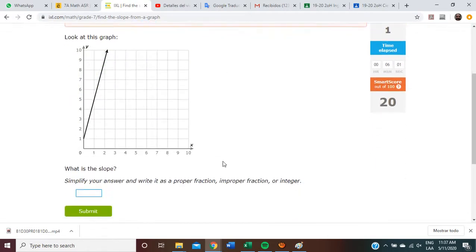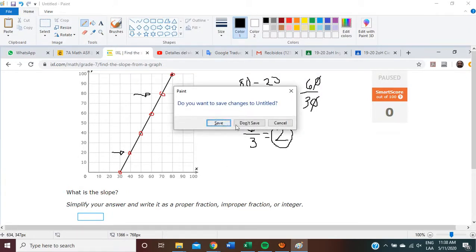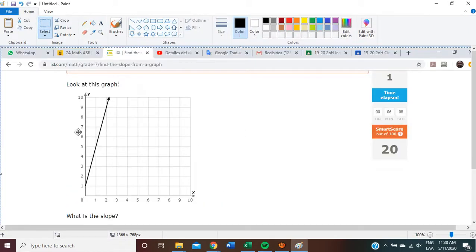Correct. Okay, I am going to help you do this last one and then you can do it on your own. All right, let me just print the screen, a new document, and paste it. All right, so what points can I use? This one, and this one. All right, I'm going to use this and this.